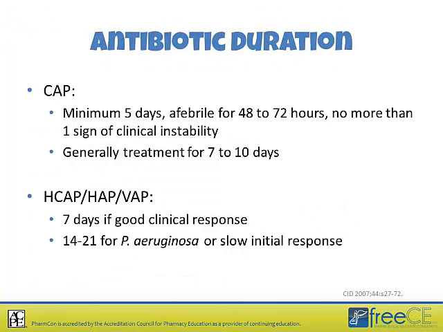So in terms of your antibiotic duration, I've broken it down into community-acquired pneumonia, and then your HCAP, HAP, and VAP. So community-acquired pneumonia is a minimum of 5 days. The patient really should be afebrile for 48 to 72 hours with no more than one sign of clinical instability before the antibiotics are stopped.